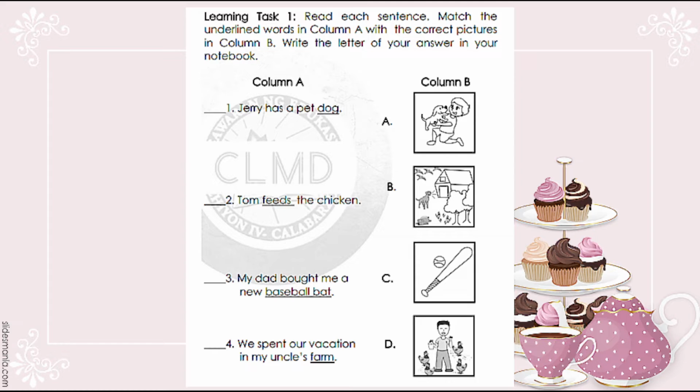Number 1. Barry has a pet dog. Pet is the underlined word. Correct, dog. So the answer is letter A. Number 2. Tom feeds the chicken. Correct, letter B. Number 3. My dad bought me a new baseball bat. Correct, letter C. Number 4. We spent our vacation in my uncle's farm. Correct, letter B.